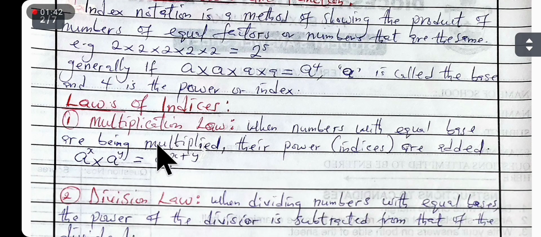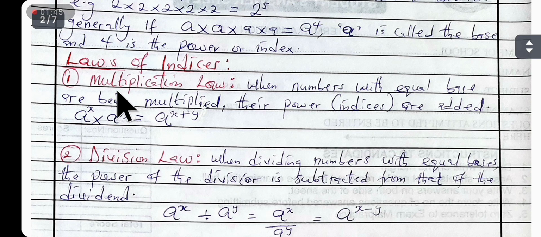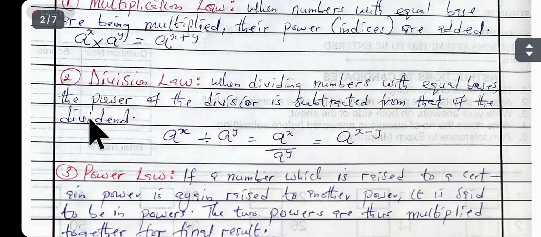Now, law of indices. The laws: 1. Multiplication law. When numbers with equal base are being multiplied, their powers, the power means indices, are added. So if the bases are equal, their powers will be added. Take one of the bases and add the powers. So this is going to be equal to a, the base is the same so we pick one, then the powers x and y, we add them, x plus y. That is the multiplication law of indices.